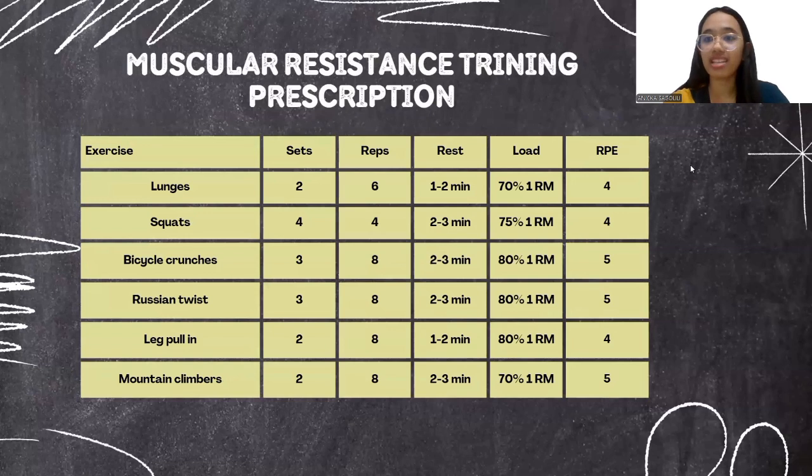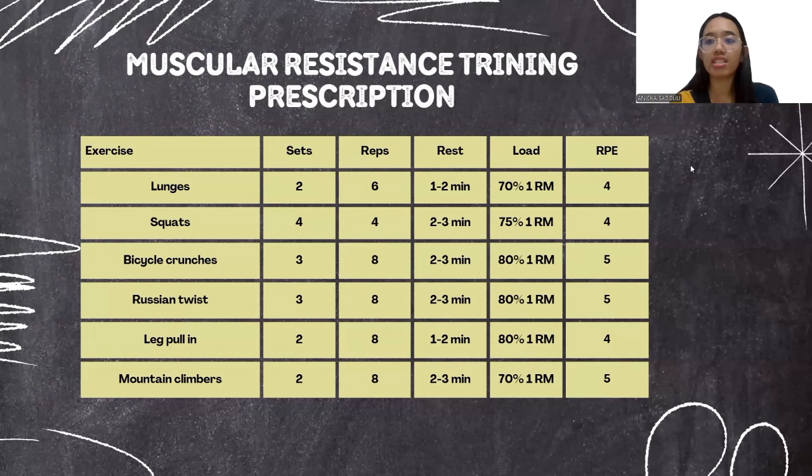Now, for my exercise or my stimulus for this muscular resistance training, I will be doing lunges, squats, bicycle crunches, Russian twist, leg pull in, and mountain climbers. As you've noticed, all of these are just body weight muscular resistance exercises since I don't have any equipment that I can use for muscular training.